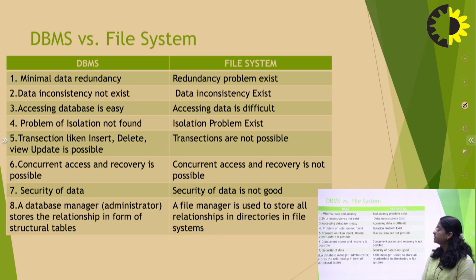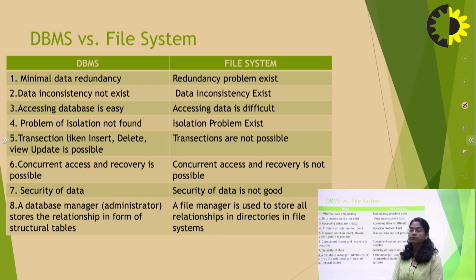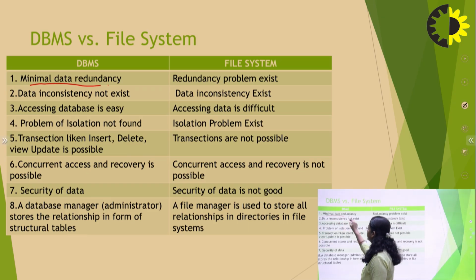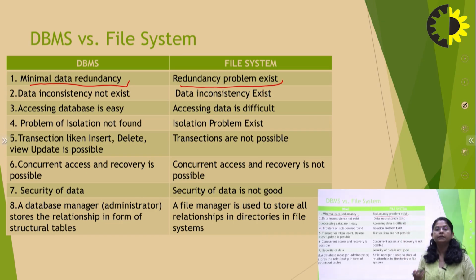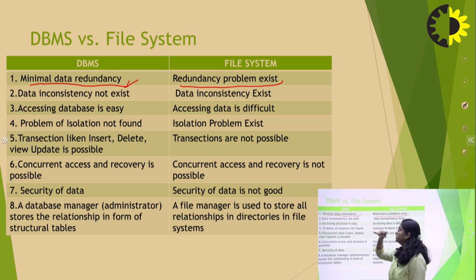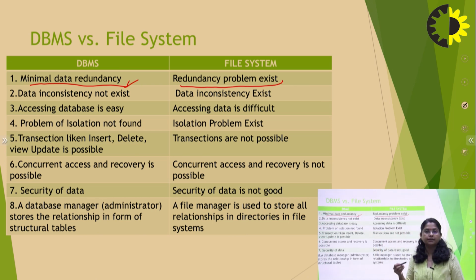Next, this is the difference between DBMS versus file system. With DBMS, there is minimal data redundancy, means redundancy of data is minimal. In file system, the redundancy problem exists, means repeated data is there. In file system, there is very much repetition of data, which we minimize in the database management system by using various techniques like normalization, etc.